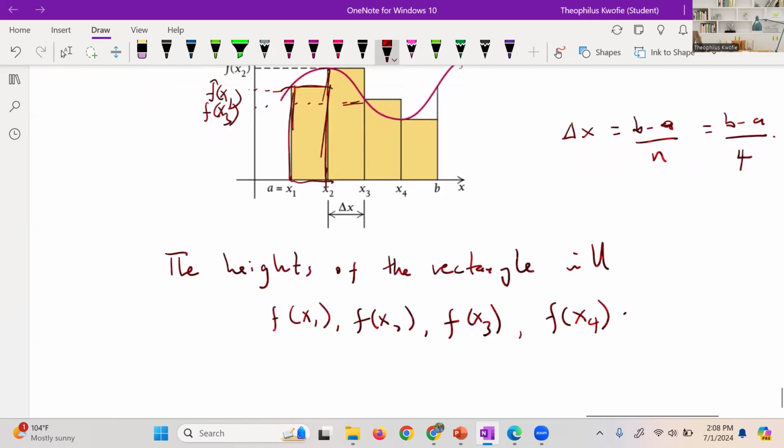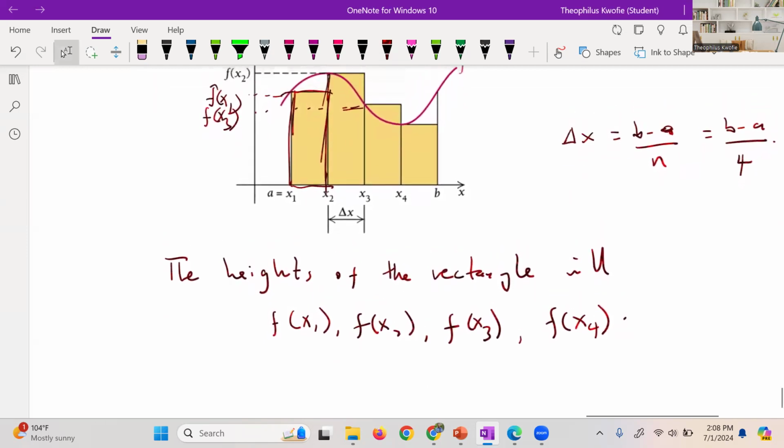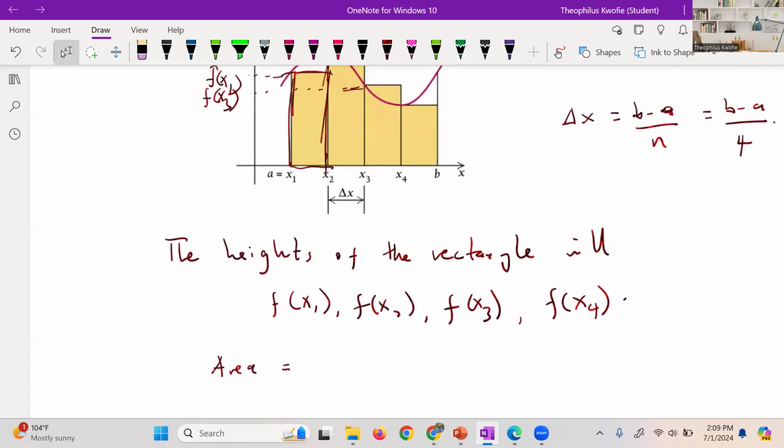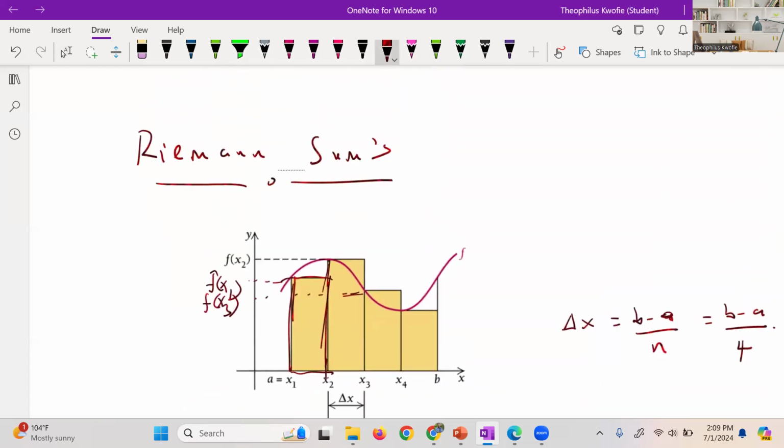So when you pick one of the rectangles, the area of one rectangle is just going to be the base. Remember, the base is the width. We said that this is the width.